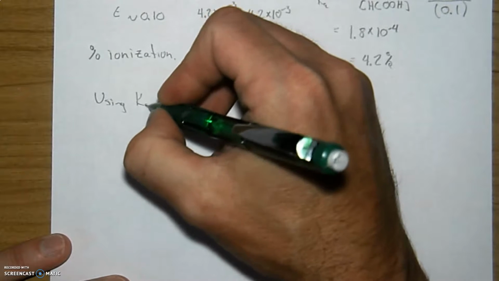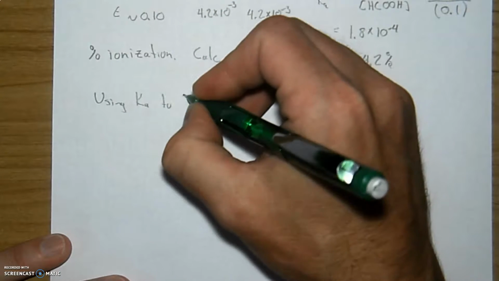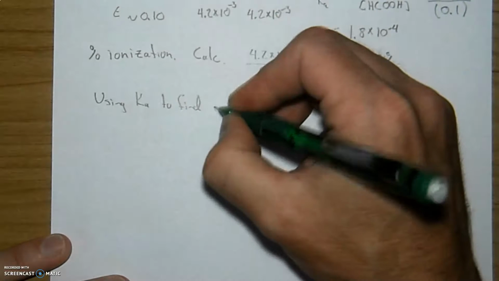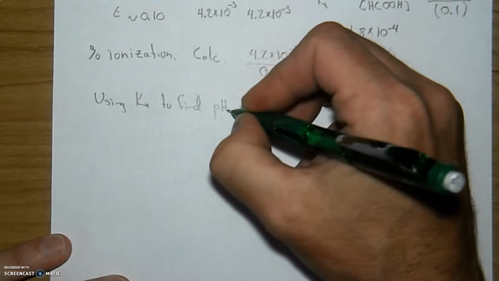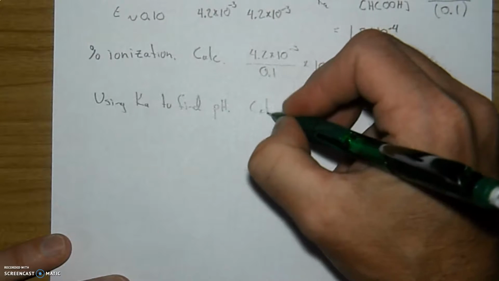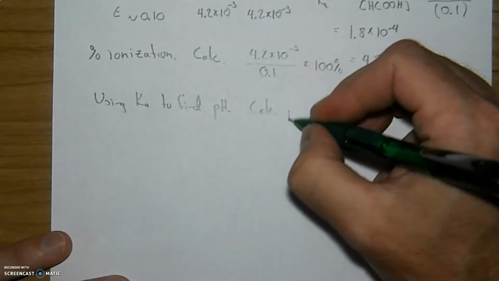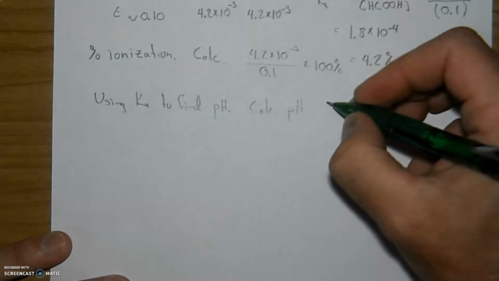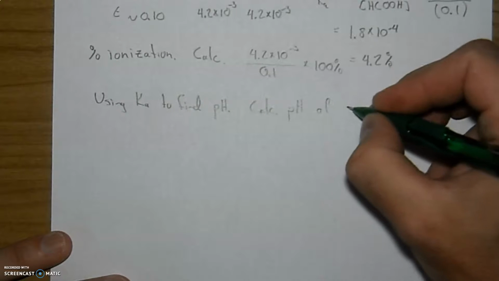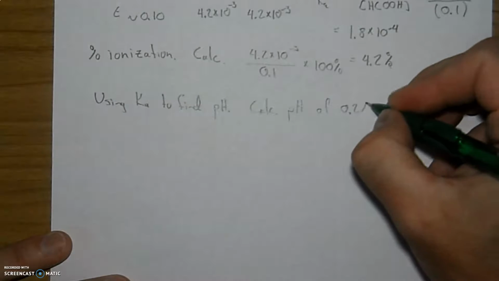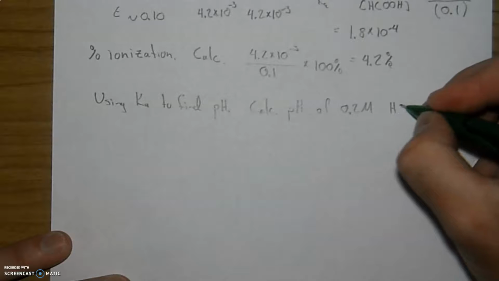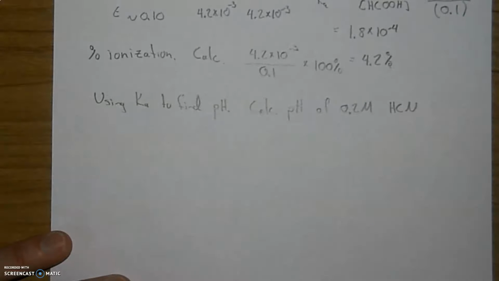Using Ka to find the pH. So it's a little bit backwards. And I'm just kind of restating the same. Well, this is the actual problem. Calculate the pH of a 0.2 molarity hydrogen cyanide solution.